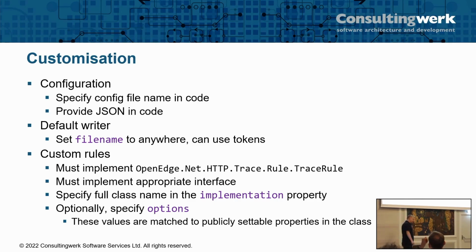And then if you want to implement your own rules, right? You want to write your own rules for filtering, for tracing, for data, you can do that. They have to implement that class, trace rule. It says you must implement the appropriate interface, but they do with a trace rule.